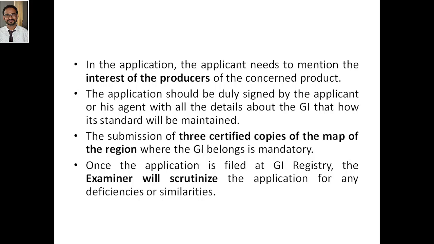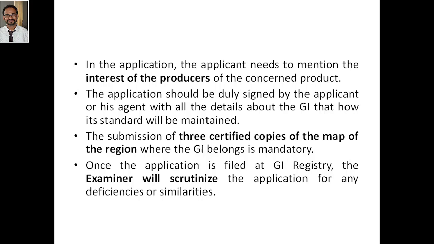Especially for patents, we have Form 26. We have to sign it, like a power of attorney, and give our consent, mentioning that our application will be registered with so and so, his name and all the entire details, those are our attorneys. Their name has to be there and their signature has to be there. So it has to be duly signed by the applicant or his agent with all details about the GI, including how its standards will be maintained. That has to be done.